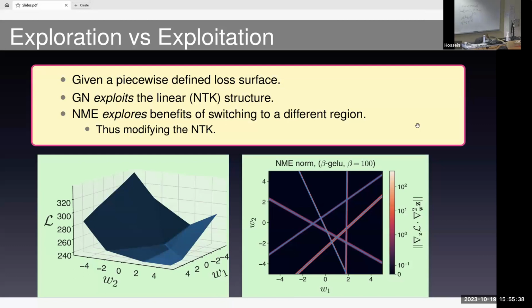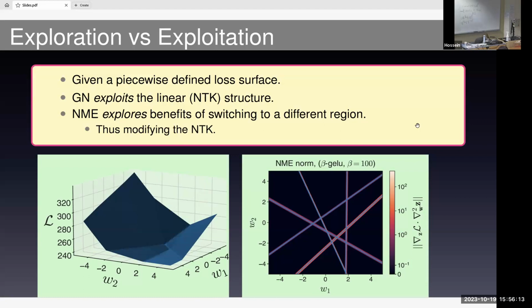Something interesting is happening. It's responding to the boundaries between these pieces, right? I don't know if it's easy to map the 3D to 2D, but these are exactly the boundaries that connect these piecewise linear regions. So why could this be useful? Potentially this can tell the optimizer what's happening in the adjacent region, right? This is a signal that is leaking from this region a little bit into this region.